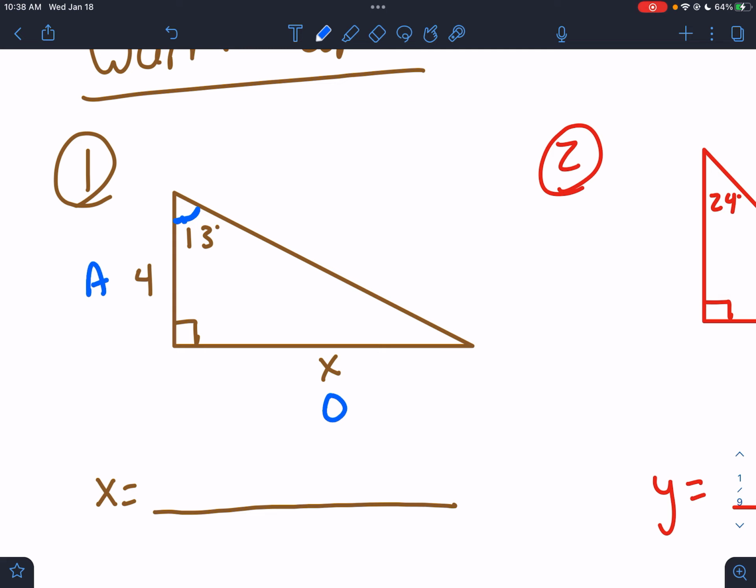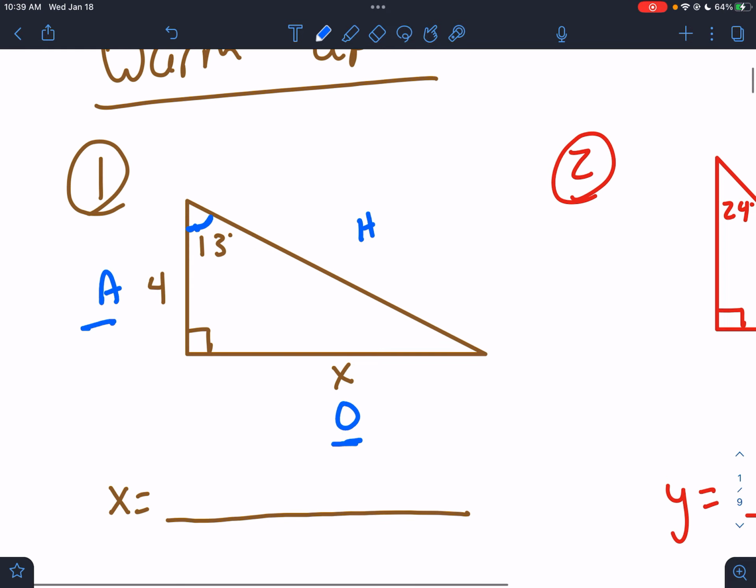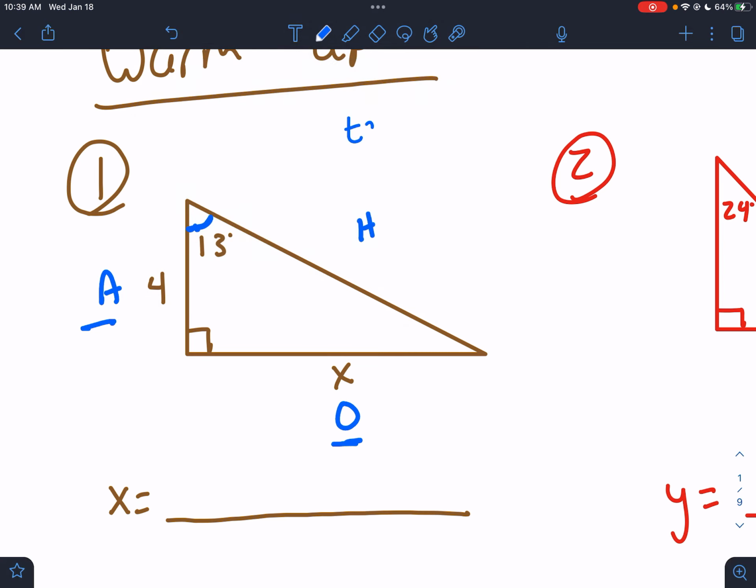We know that x is opposite the 13 and 4 is adjacent. Remember, adjacent means next to or touching. And this side that we don't have anything on is the hypotenuse, but I'm not worried about that. So we're talking about OA. So we go up here. Which formula is OA? That is tangent. So we know for this problem that the tangent of theta equals opposite over adjacent. That is the tangent of 13 equals opposite over adjacent.